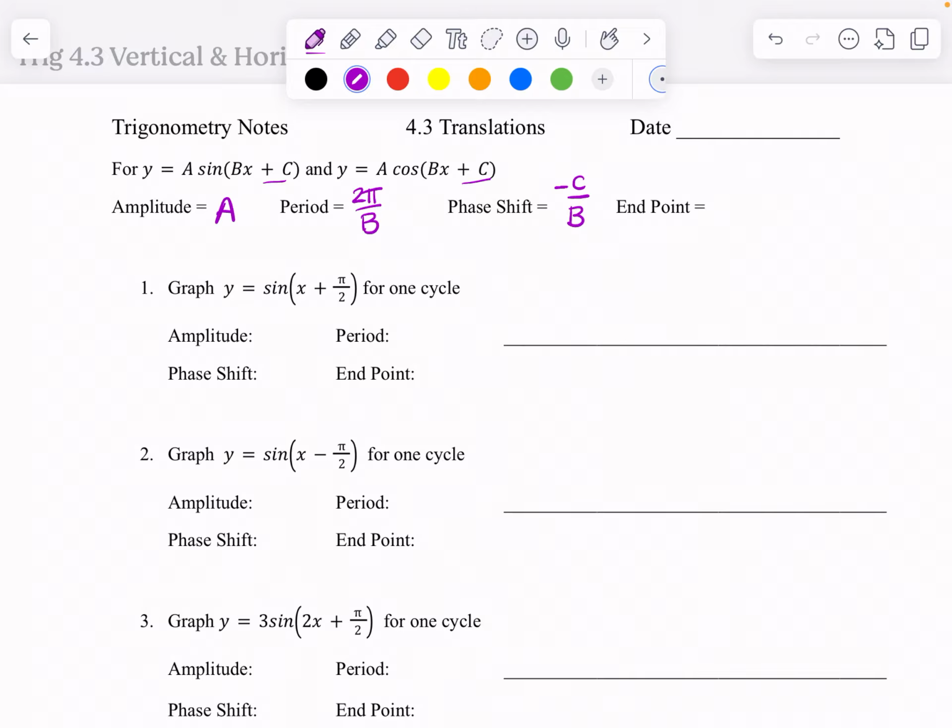And then we get something called the endpoint. And I like to know the endpoint because my endpoint is my period plus my phase shift. It helps so when I plot those 5 points that I know which 5 points to plot and where I'm supposed to end. Okay. Now why is it negative c?